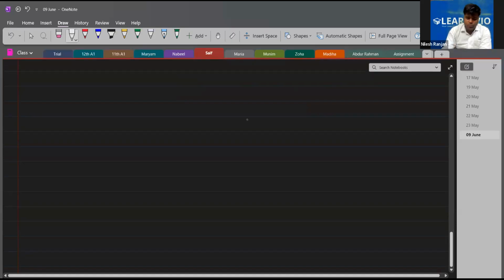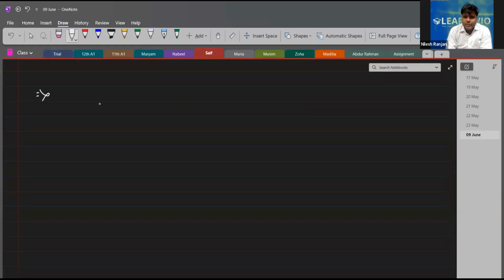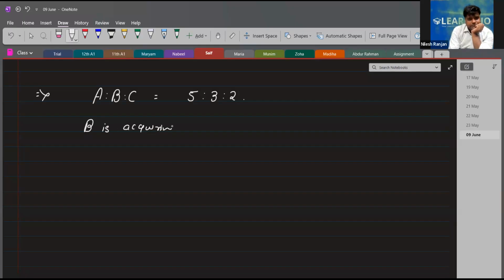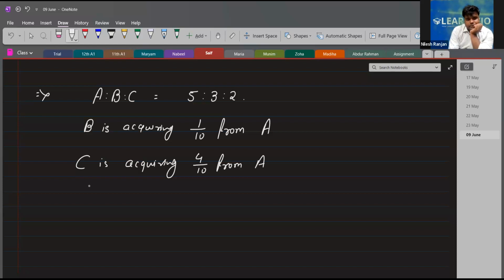Actually, the second case question is not given, so I have to form a question from the given one. I'm just changing the information of the given question. So A, B, and C are partners. Their profit sharing ratio is 5:3:2. Now B is acquiring 1/10 from A. C is acquiring 4/10 from A. New ratio we have to calculate.